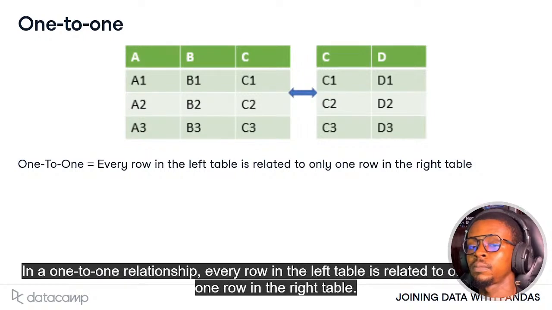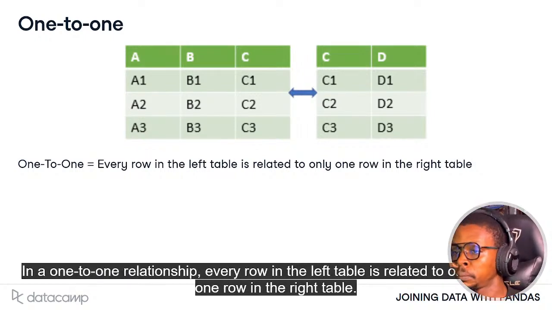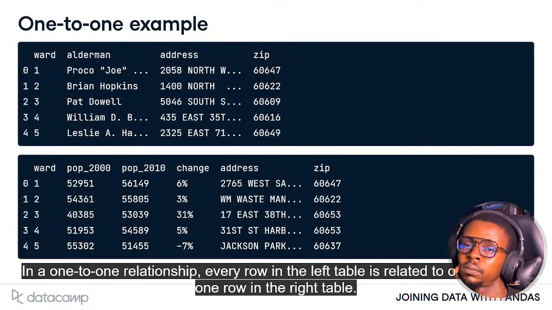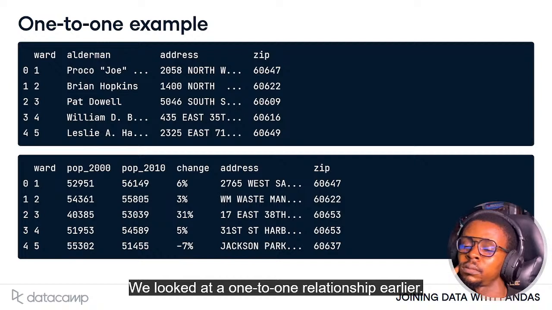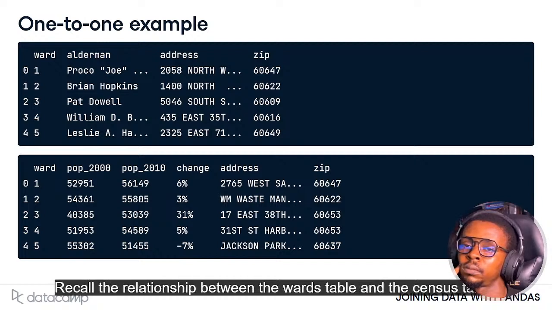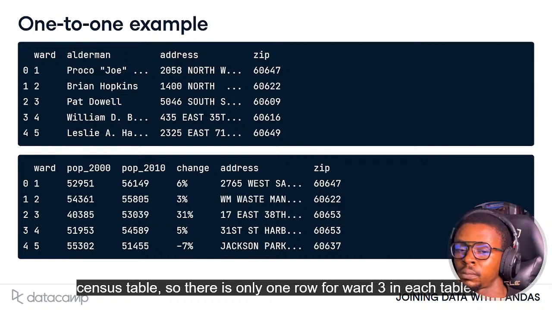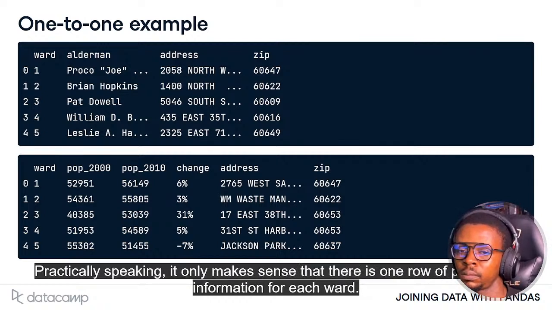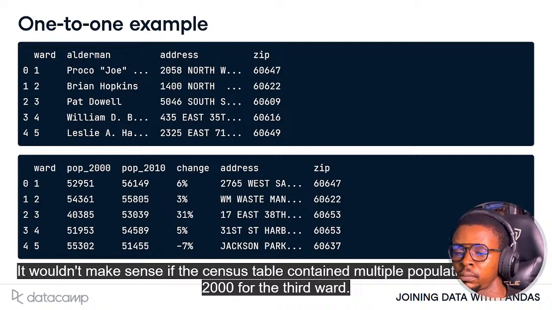In a one-to-one relationship, every row in the left table is related to one and only one row in the right table. We looked at a one-to-one relationship earlier. Recall the relationship between the wards table and the census table. Every row in the wards table is related to only one row in the census table, so there is only one row for Ward 3 in each table. Practically speaking, it only makes sense that there is only one row of population information for each ward. It wouldn't make sense if the census table contained multiple population values in 2000 for the third ward.